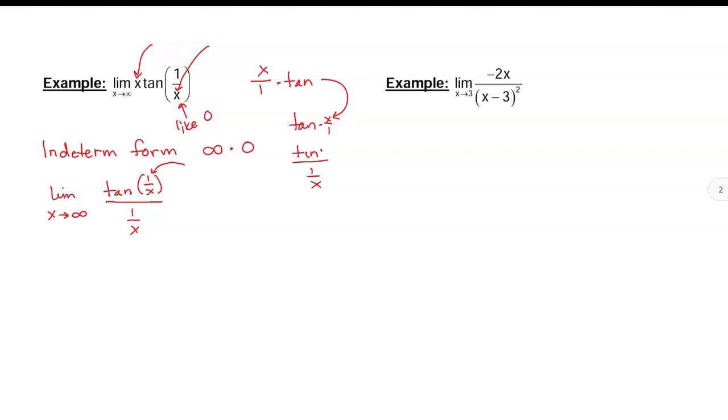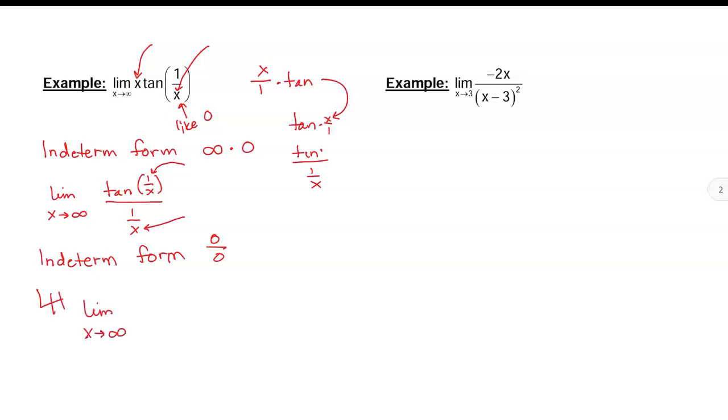So in the numerator, I'll still get tangent of 1 over x is 0. And then, of course, the fraction 1 over a very, very large number is 0. This is of the indeterminate form 0 over 0. So apply L'Hopital's. So the limit as x approaches infinity.